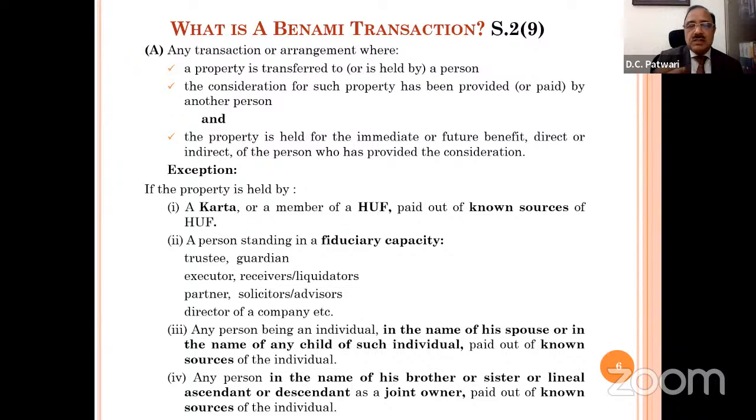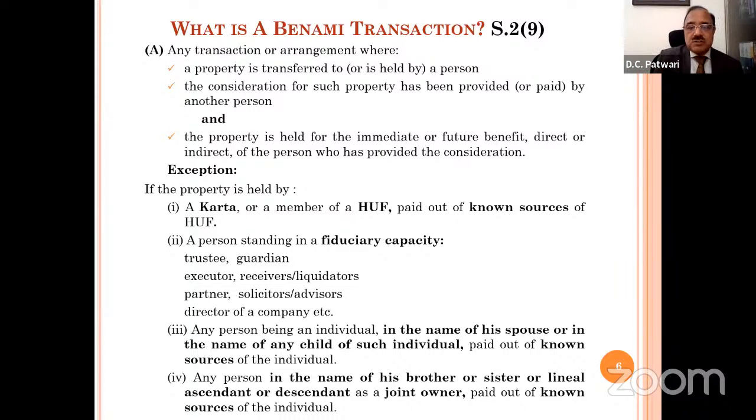But take the other case where A purchased the property by borrowing from B. The property is not kept for the benefit of B. B's interest is only in the recovery of the loan. In this case, this 3rd limb is not satisfied. Property is purchased by A, consideration is provided by B, but the 3rd limb, for the benefit of the person paying consideration, is not present in this. Therefore, it is not going to be Benami property. So all 3 have to be fulfilled together to declare any transaction as a Benami.